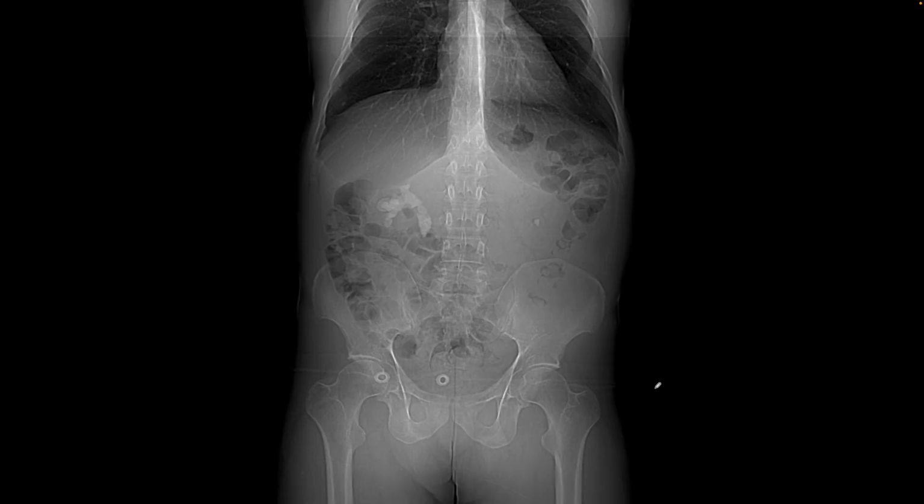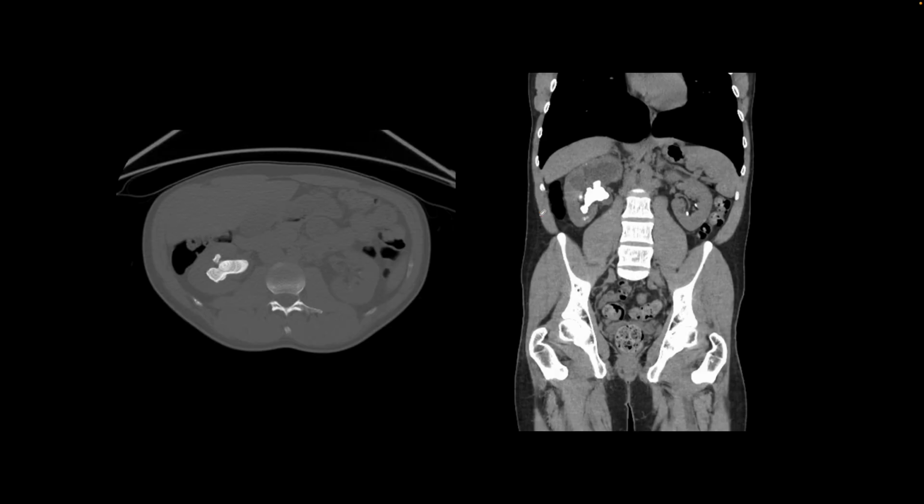Here is our next patient, and this is a scout image from their CT of the abdomen and pelvis. The opacity seen here in the right side of the abdomen is in the pattern of the major calyces and collecting system of the right kidney. There is a focus that corresponds to the left kidney also. So there is stone formation. Let's take a look at the cross-sectional images.